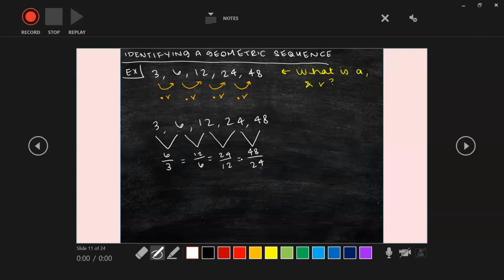So the question is, are these things equal to each other? What does 6 over 3 simplify to? 2. What does 12 over 6 simplify to? 2. 12 divided by 6 is 2. What is 24 divided by 12? 2. And 48 divided by 24? 2. Oh my gosh, all these things are equal to 2. So this guy that we just found is going to be our common ratio R.